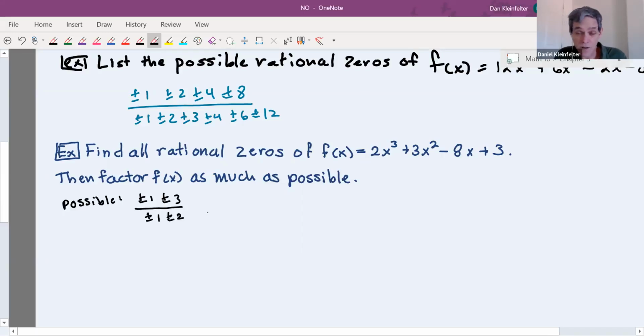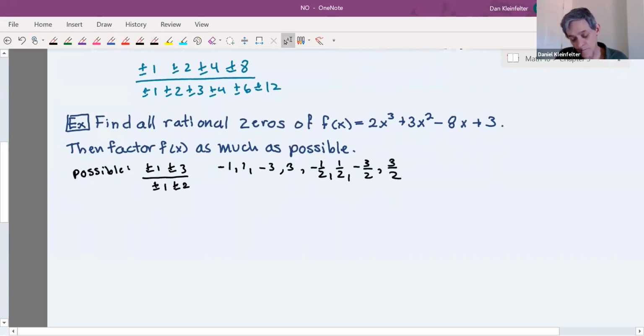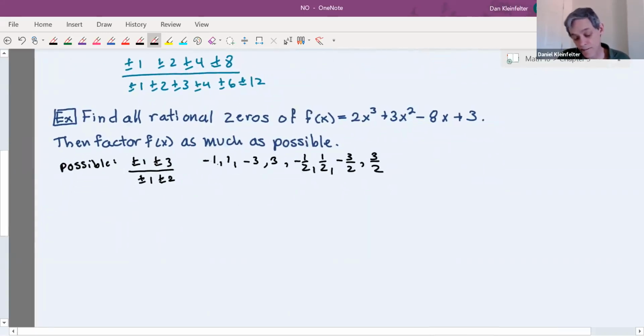So as far as integers, I would start with the integers because they're going to be easiest. We'll have -1 and 1, -3 and 3. All right, that's everything with denominators of 1. And then where we have denominators of 2, we'll have -1/2 and +1/2. And then for 3's on top, we'll have plus and minus 3/2. So -3/2 and +3/2.